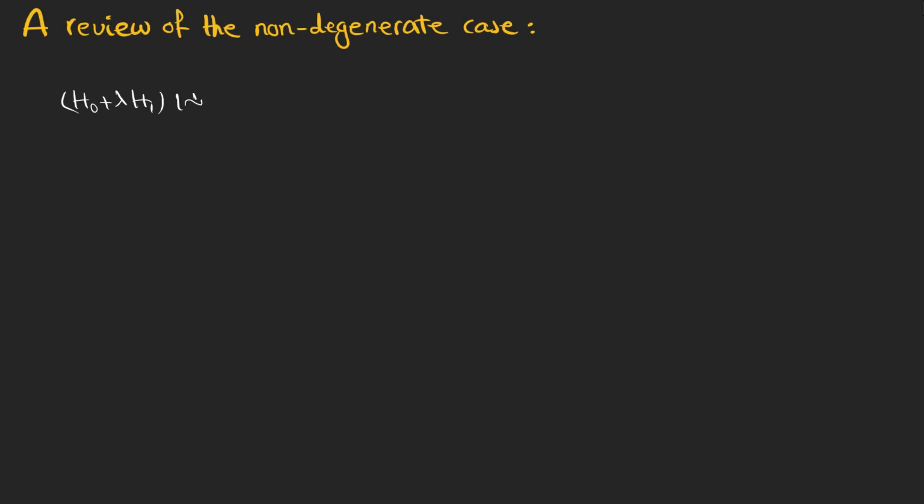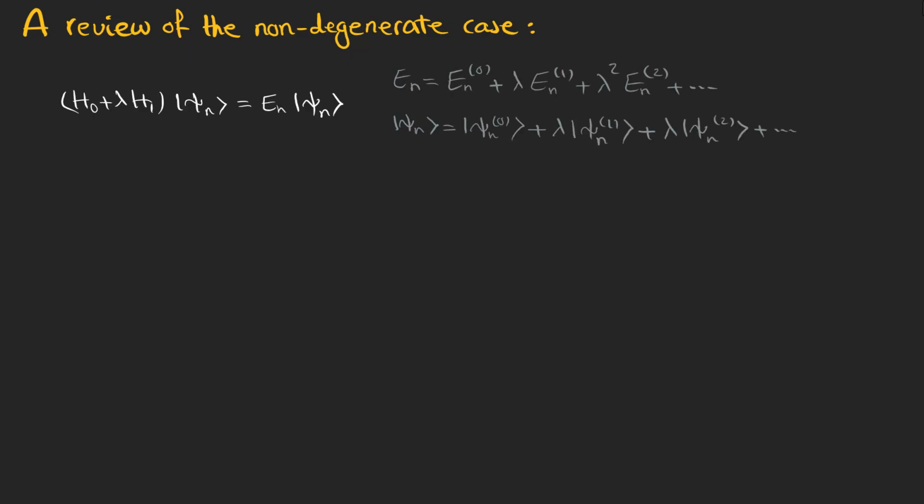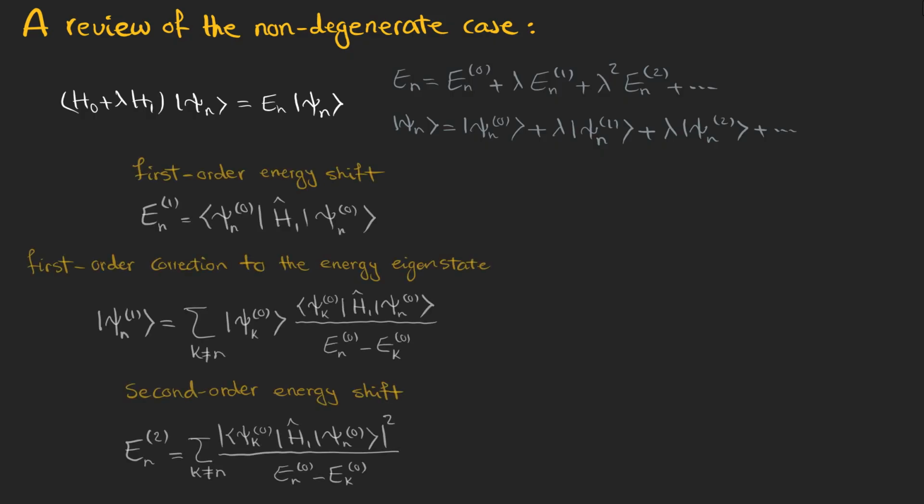In non-degenerate perturbation theory, we begin with an unperturbed Hamiltonian H0, and by using a bookkeeping parameter lambda, which can be between 0 and 1, we add the effect of the perturbation H1. Our goal is to determine how the energies and eigenstates change due to the perturbation. To do this, we expand both as power series in lambda. And by considering different orders of lambda, we can find different corrections or shifts in both energies and eigenstates.